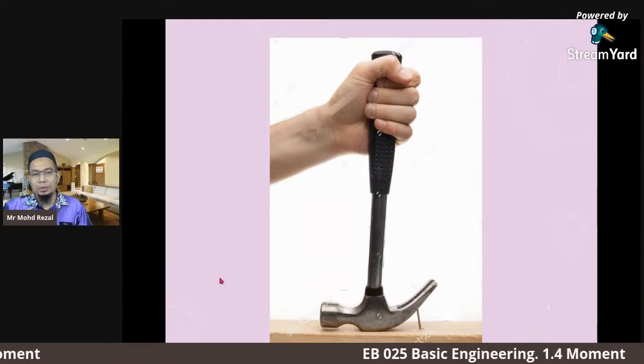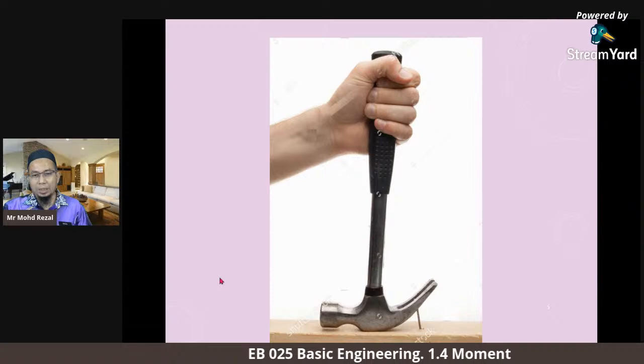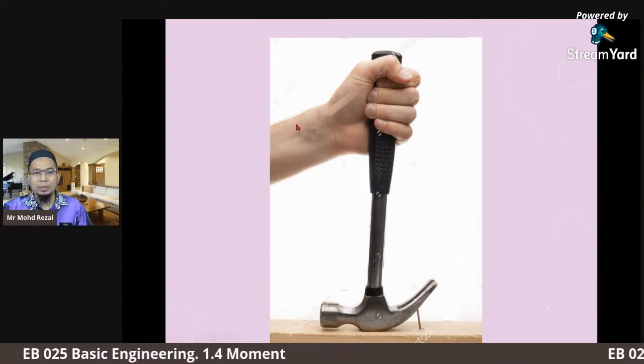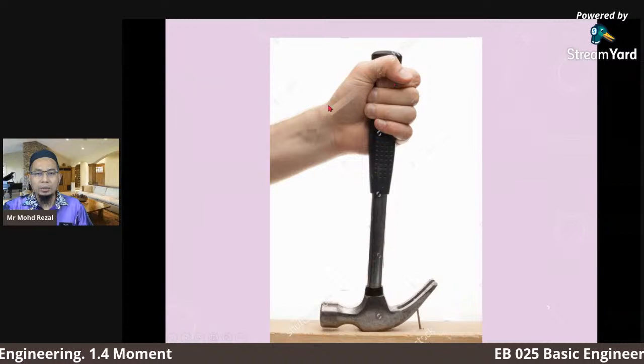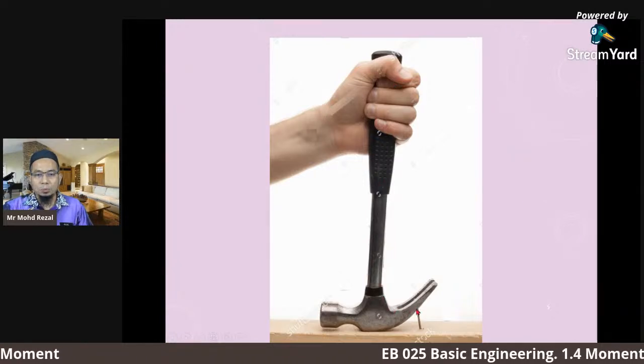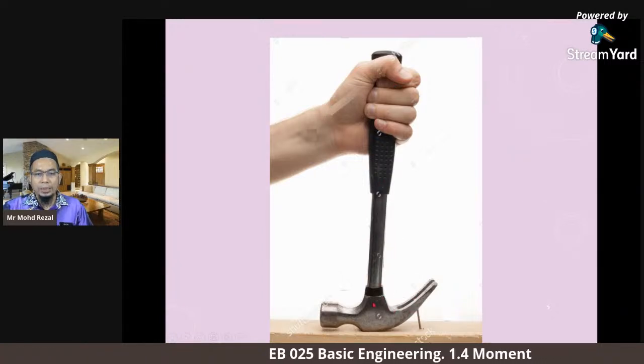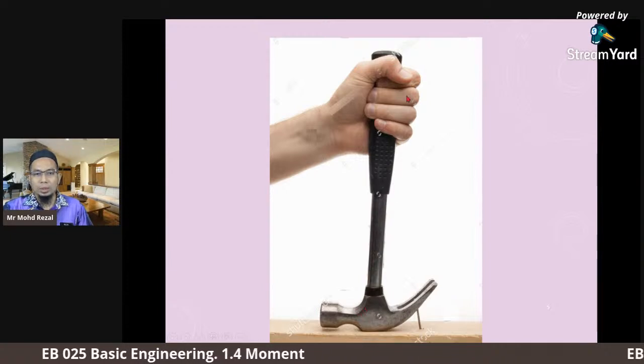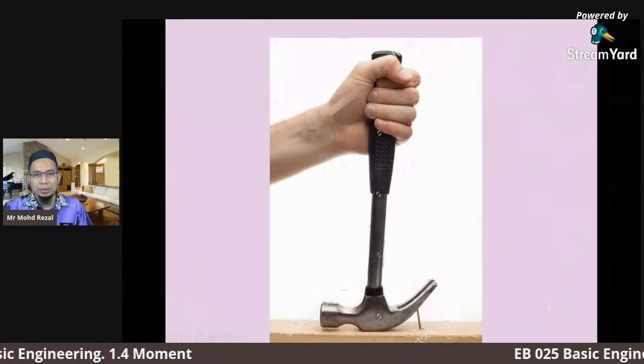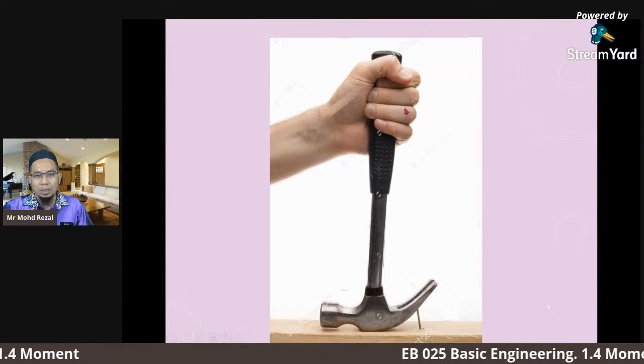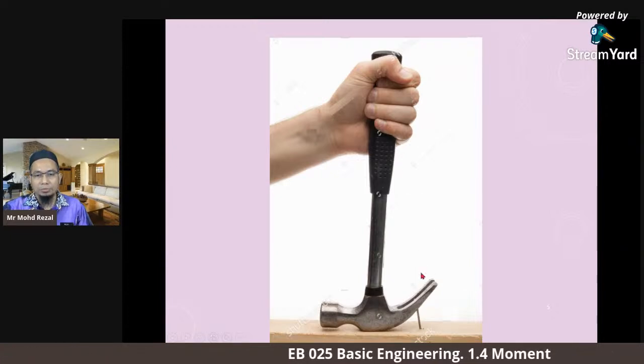Why? Because the hammer has the hook and then the handle. We turn the handle, so it's easy to pull out the nail, meaning we use the moment here. The longer the handle, the easier to remove the nail from the wood.